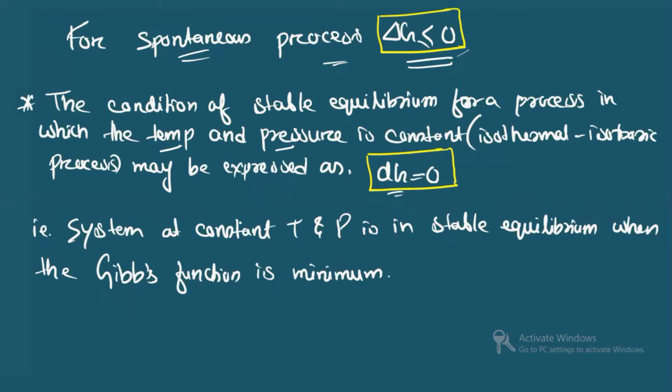Yes or no? That means a system at constant temperature and pressure is in stable equilibrium if the Gibbs function has a minimum value. This is how you can calculate the equilibrium condition. All right, you have to remember this about the Gibbs function.